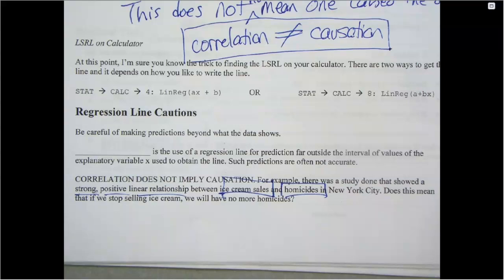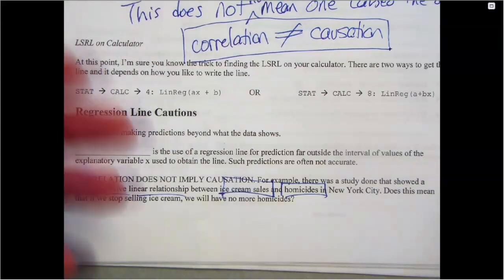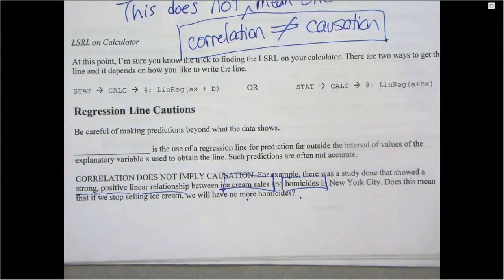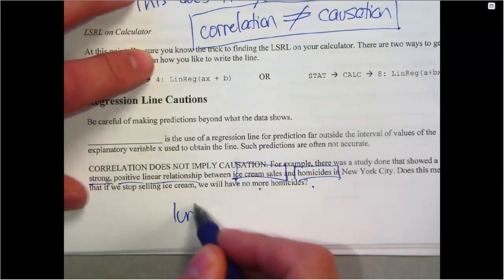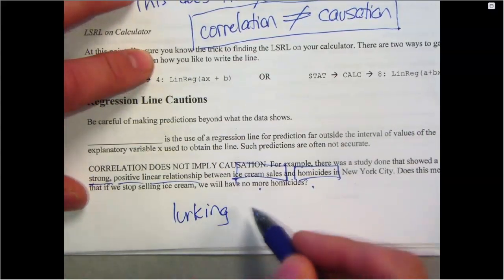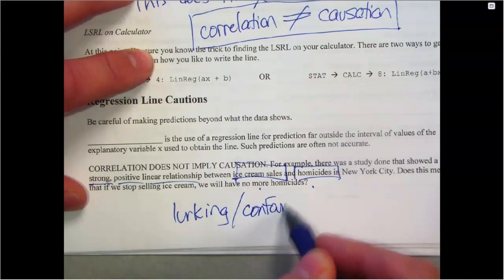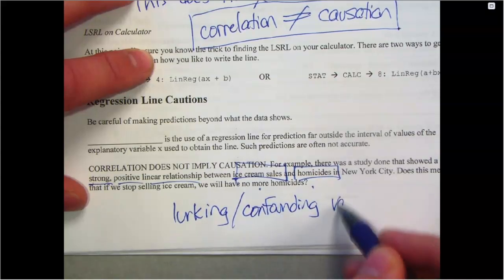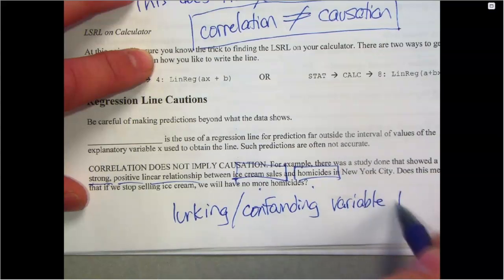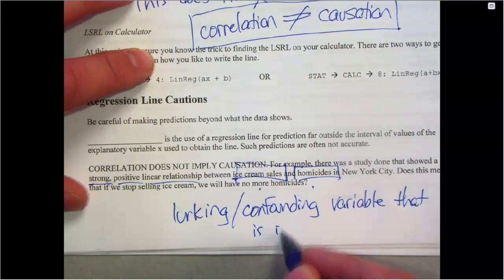So I actually looked this up. There are way more murders when it's warm outside. Murderers don't like to be cold, I guess. I'm just trying to make the point that ice cream sales are not causing homicides. Murders are not causing churches. There's sometimes a third variable. So there is a lurking or confounding variable that is influencing both.